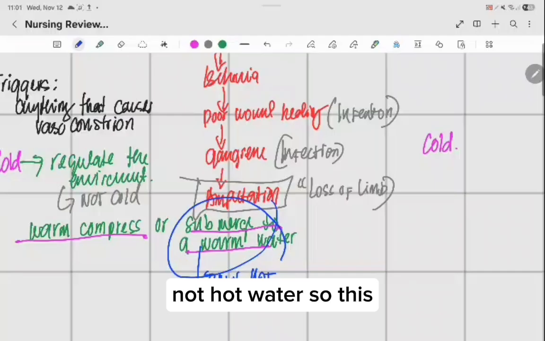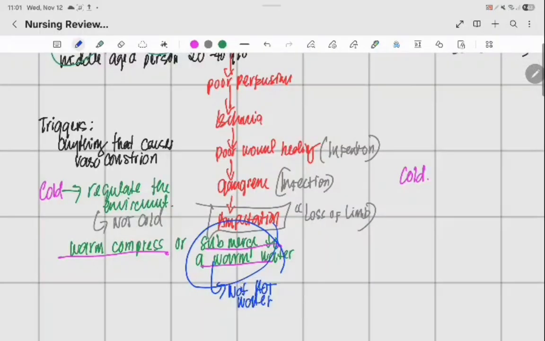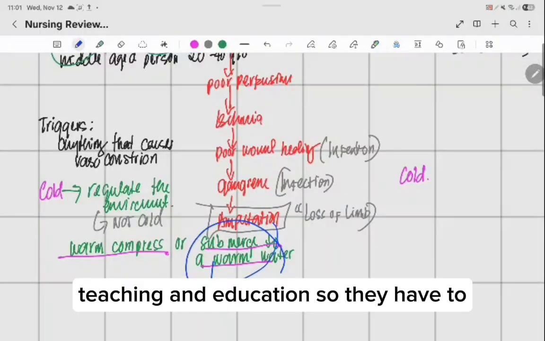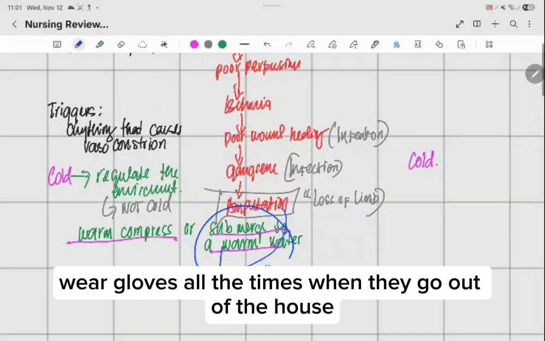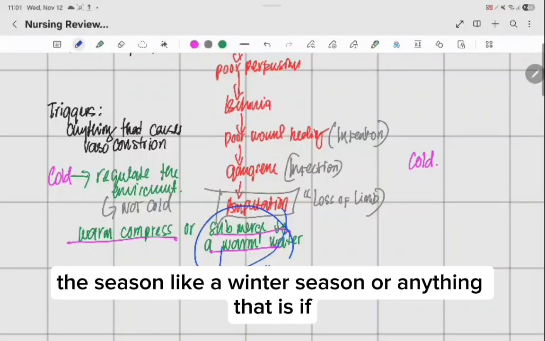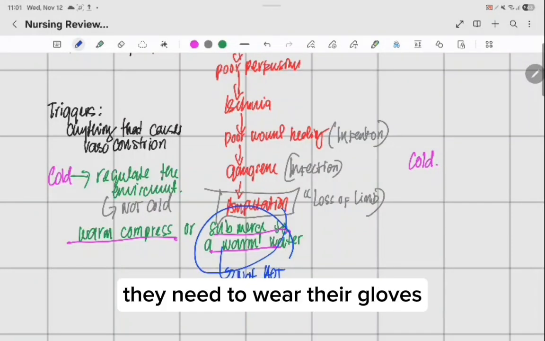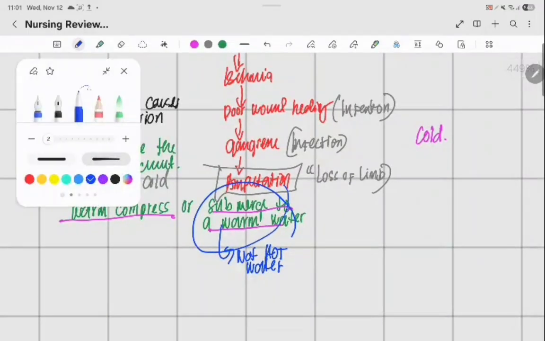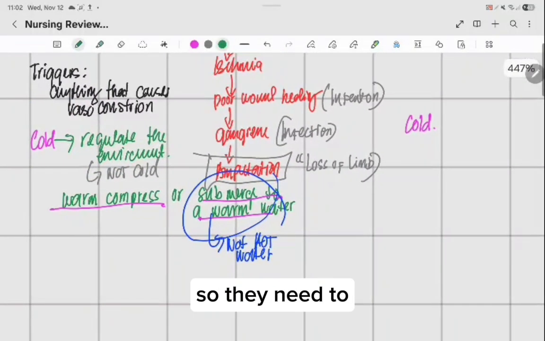These are some of our nursing teaching and education. They have to wear gloves all the time when they go out of the house, especially in winter season, or anytime the temperature is low. They need to wear their gloves.